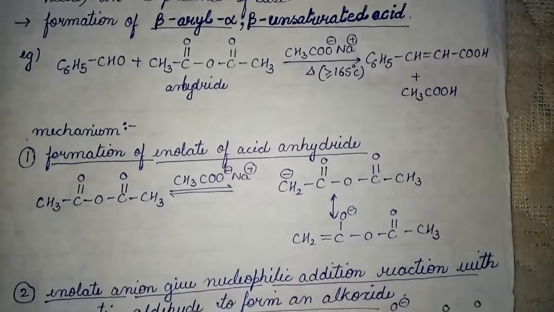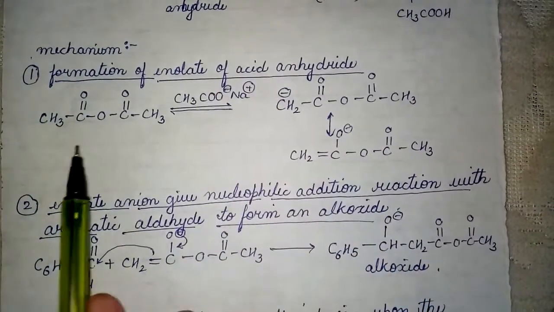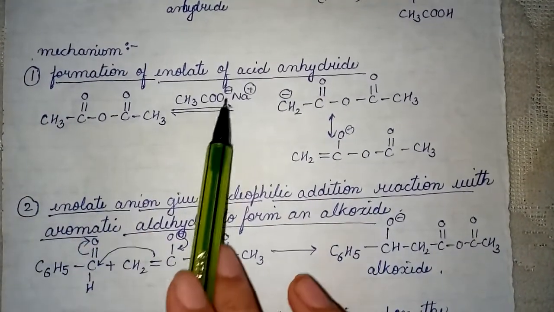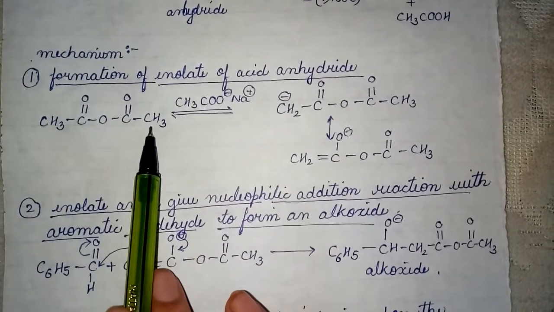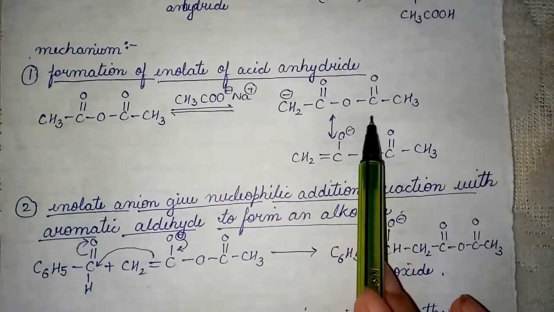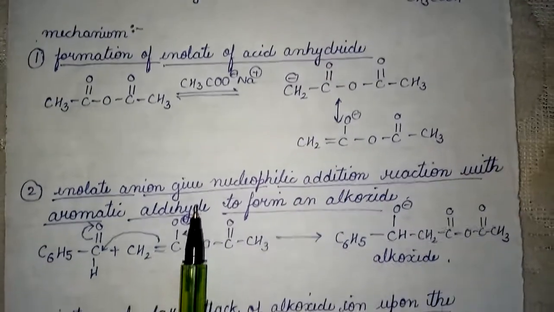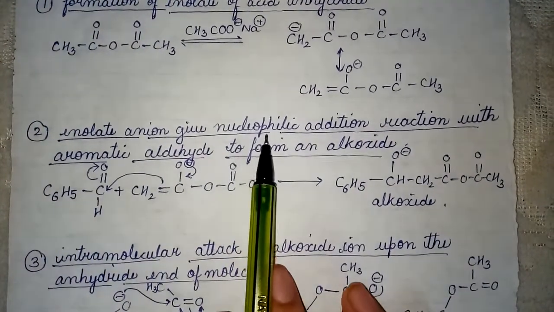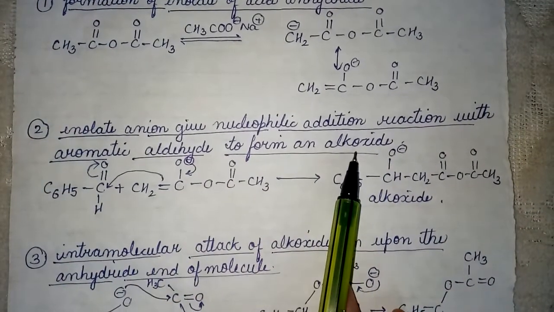Okay, now we are moving towards the mechanism. The first step is the formation of the enolate from the acid anhydride. This is the acid anhydride. The base will abstract the acidic proton. It can abstract from either carbon, it is the same thing, and we will get the enolate ion. When the enolate ion is generated, in the second step it will give a nucleophilic addition reaction with the aromatic aldehyde to form an alkoxide.